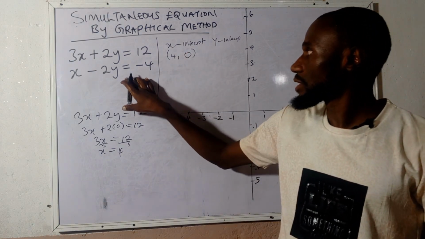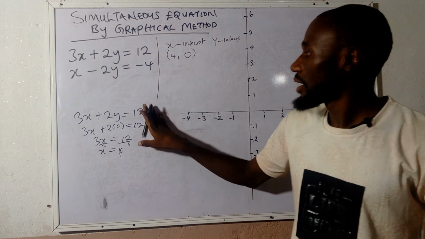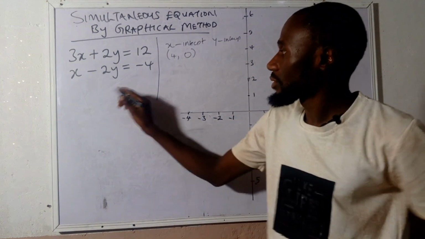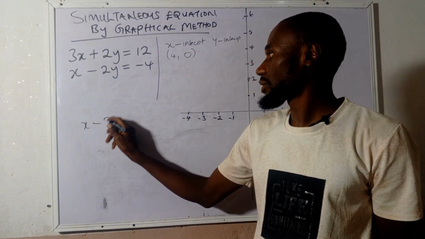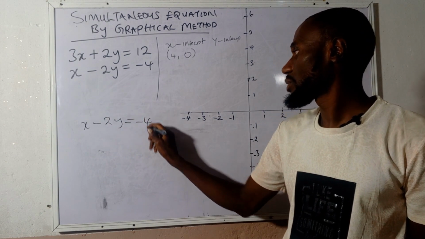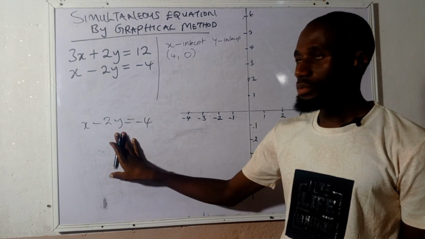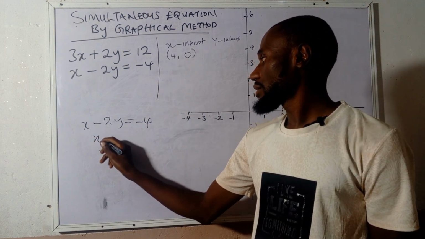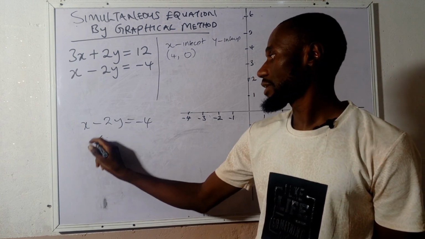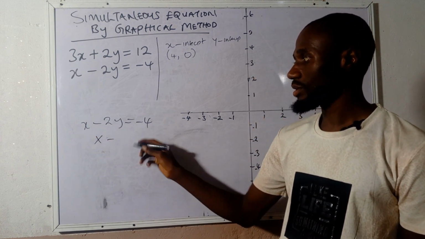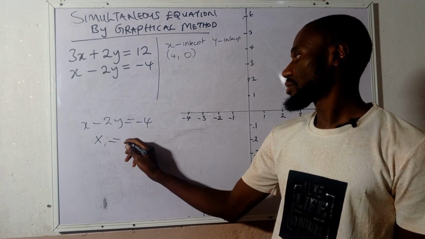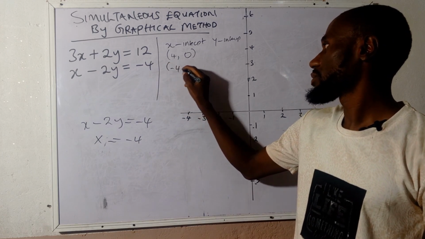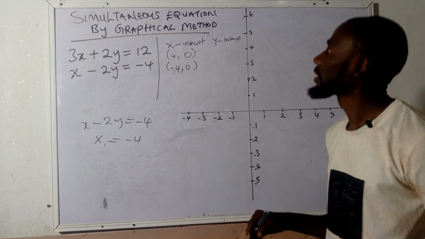Then we can solve the next equation to obtain another value of x and y. Taking another equation, if you take x minus 2y is equal to minus 4, you make y equal to 0 for the x-intercept. You'll have x minus 2 times 0, which is 0, that is equal to minus 4. Now x is minus 4, then y is 0.